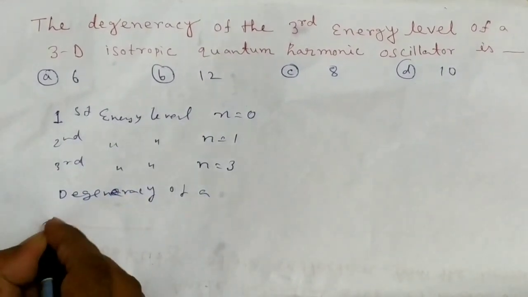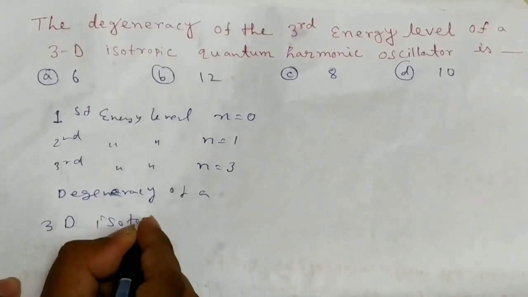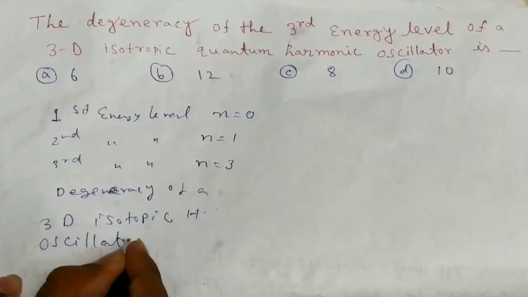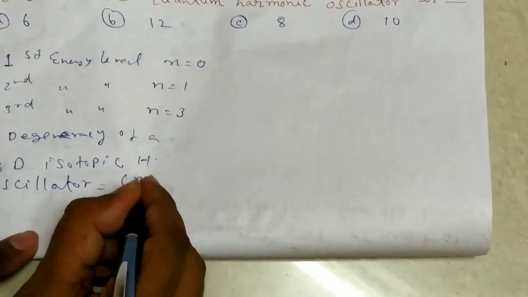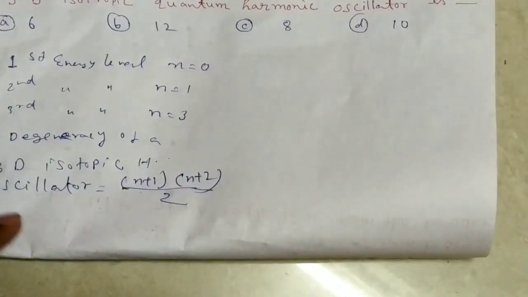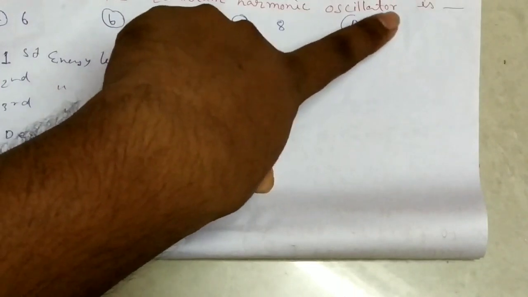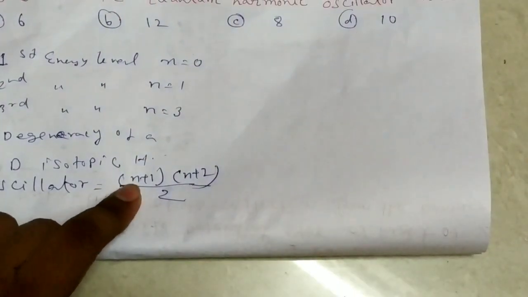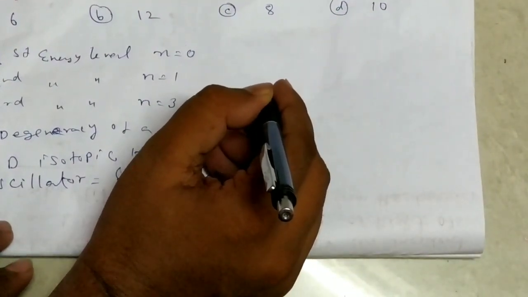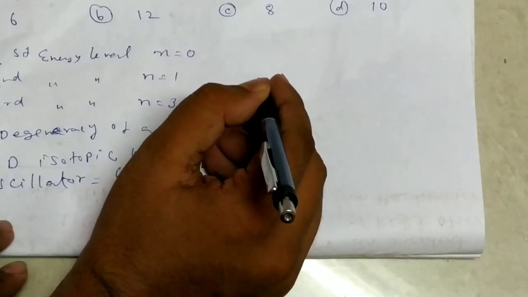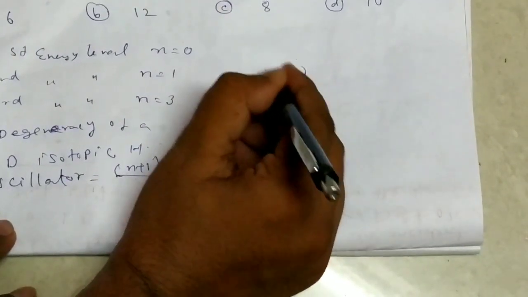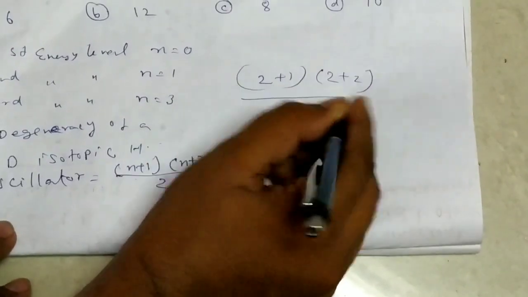Also you remember the degeneracy of a three-dimensional isotropic harmonic oscillator is equal to (n plus 1) into (n plus 2) by 2. Now here the problem is the third energy level degeneracy, that means n is equal to 2. So the degeneracy of the third energy level of a three-dimensional isotropic quantum harmonic oscillator is (2 plus 1) into (2 plus 2) divided by 2.